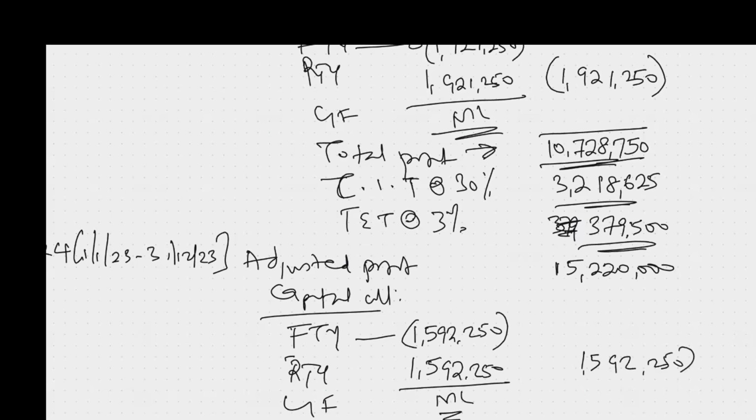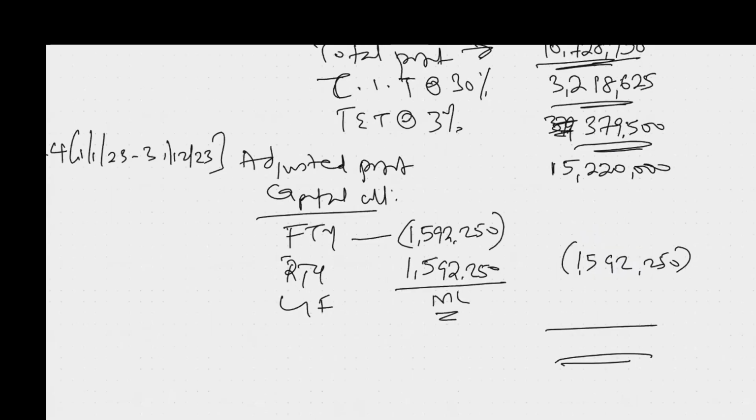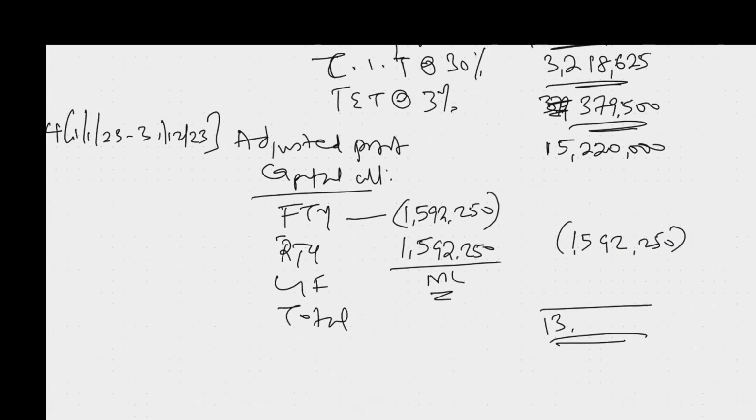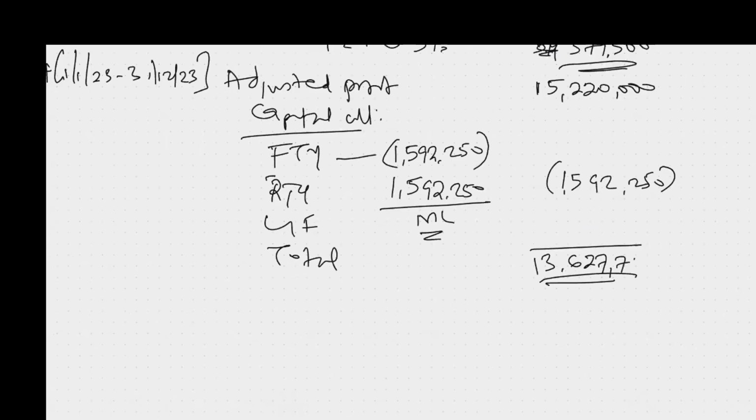Total profit, 13 million. 627,750. Company income tax: 4,088,000. 4 million, abi? 4,088,325 naira. 88,000. 88, yes, 88. That is 088. 325.